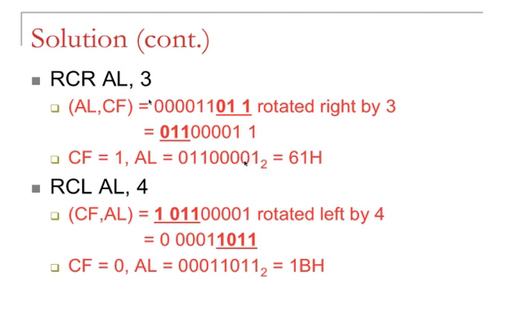So after this rotation, AL has 0110 0001, and the carry flag also has this 1, because that's the one coming out of the register.